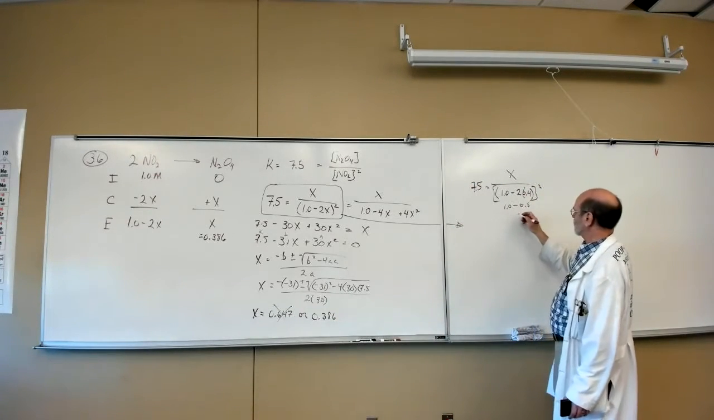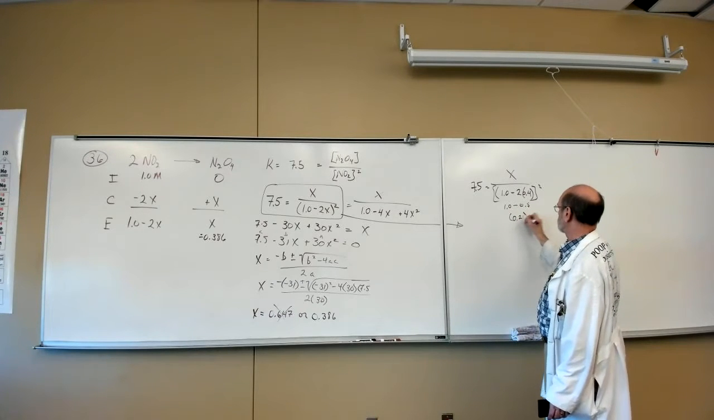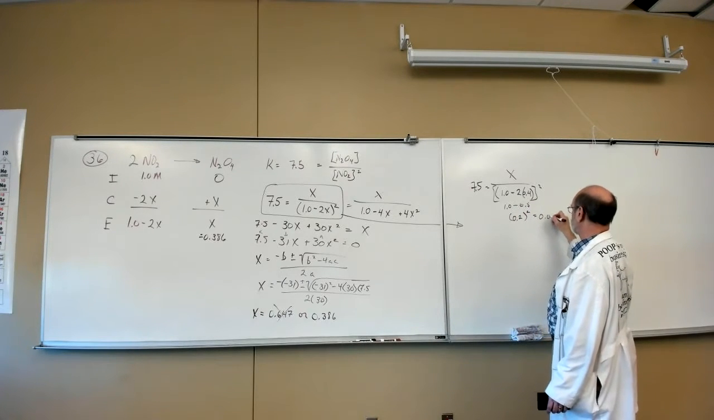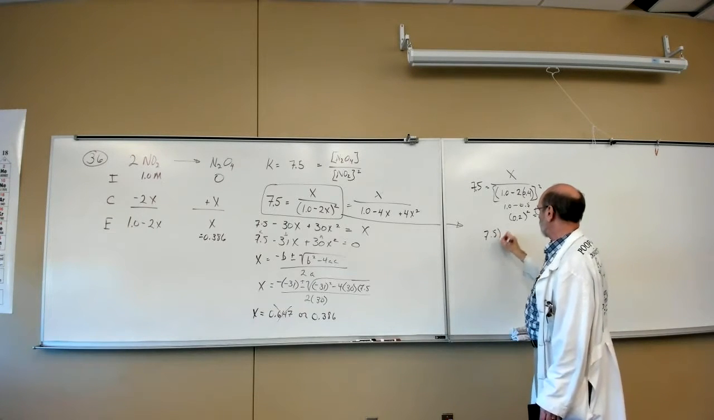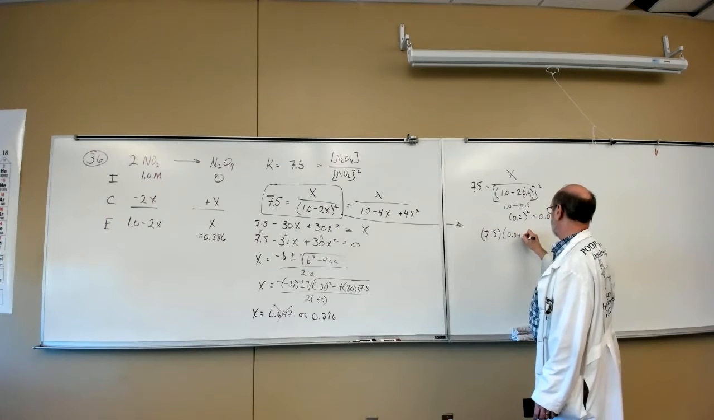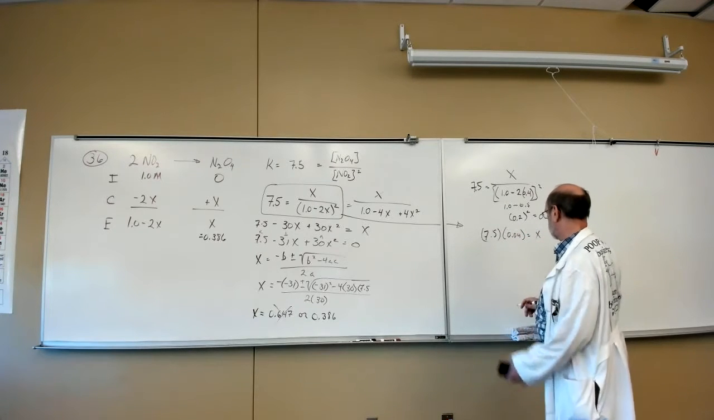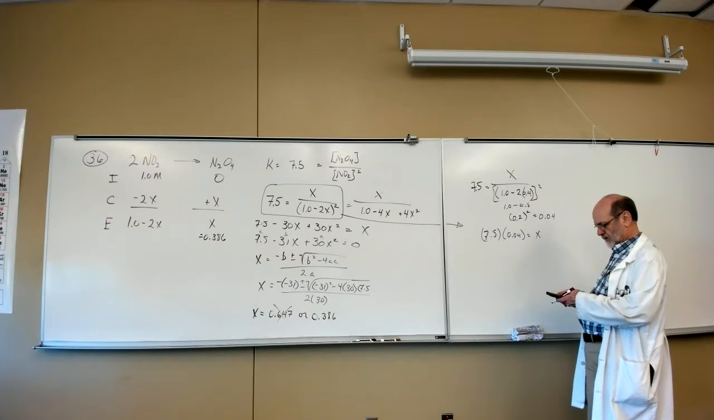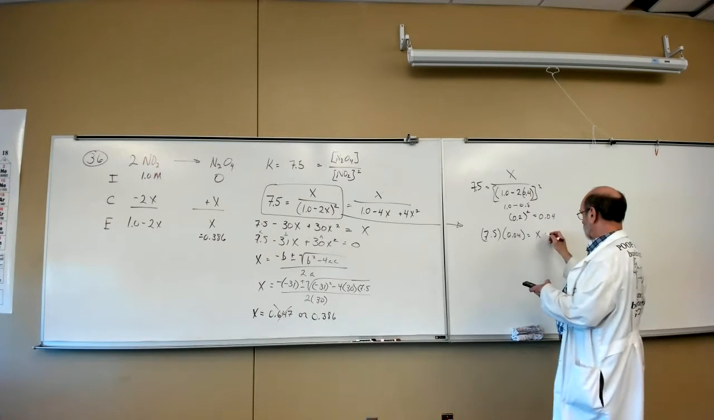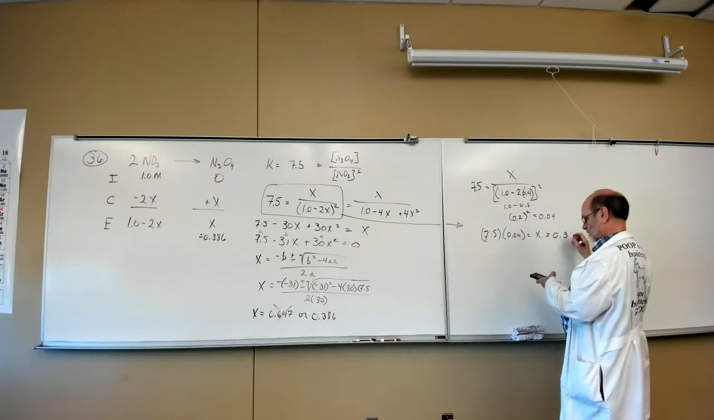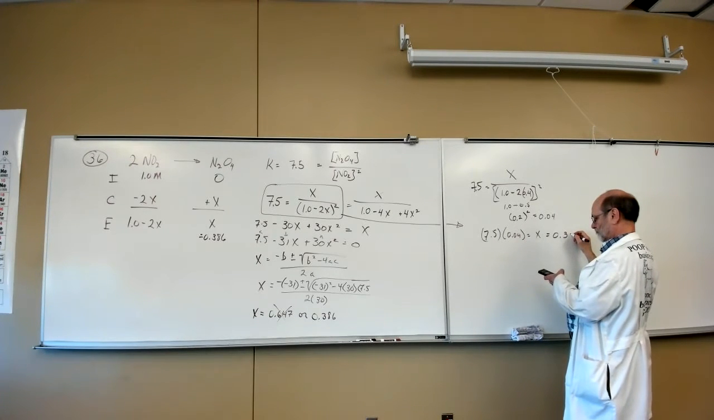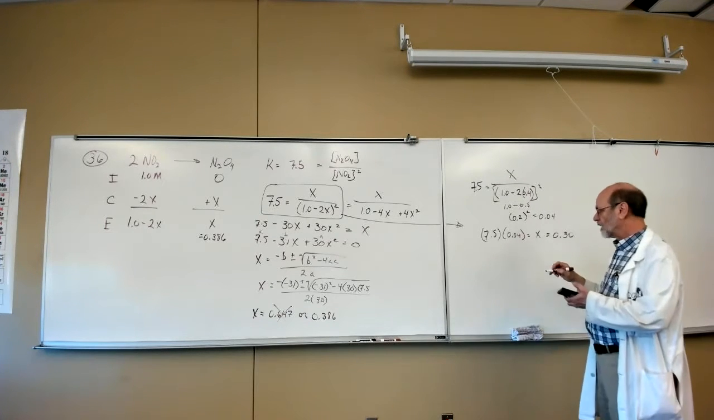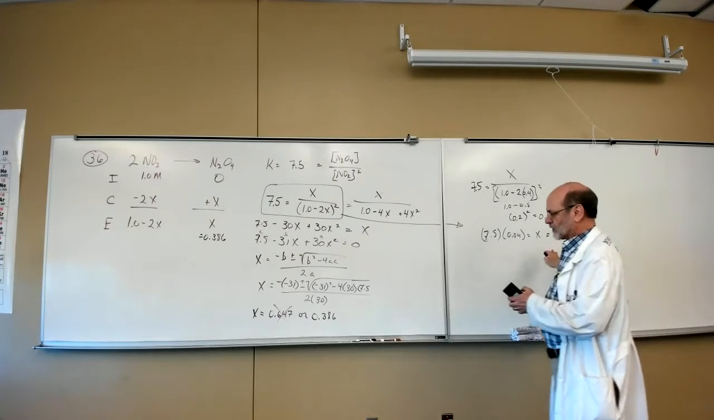0.647. So this would be 0.2, which doesn't work because it was a negative number. Squared equals 0.04. And then 7.5 times 0.04 is x. So let's see what that one is. That equals 0.3. So that would be x.